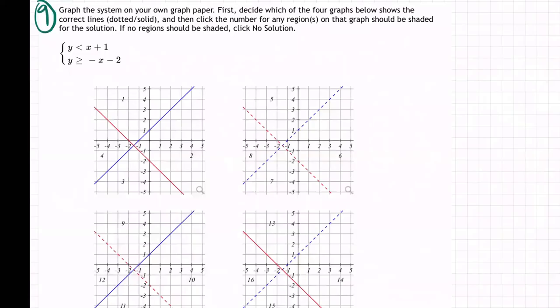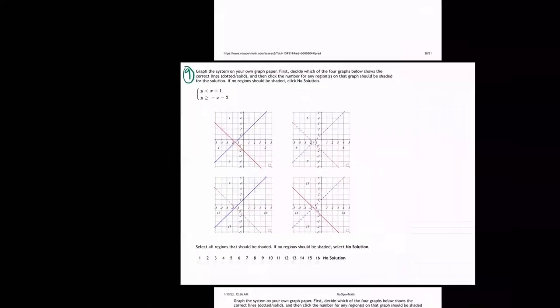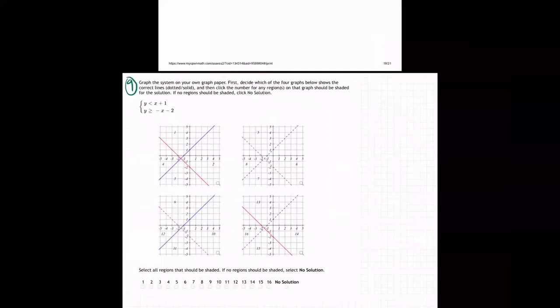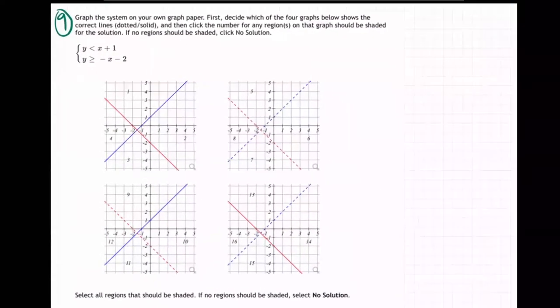Okay, so on this question, they're asking us to graph the system on your own graph paper. Basically they've graphed, they got 4 options for the graphing, and then down below on the bottom, they want us to figure out which shading answer it is. Okay, let me show you how you handle this.